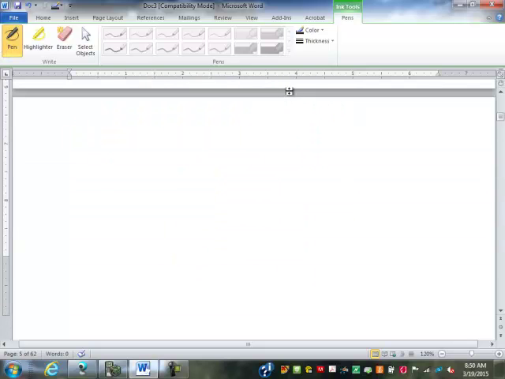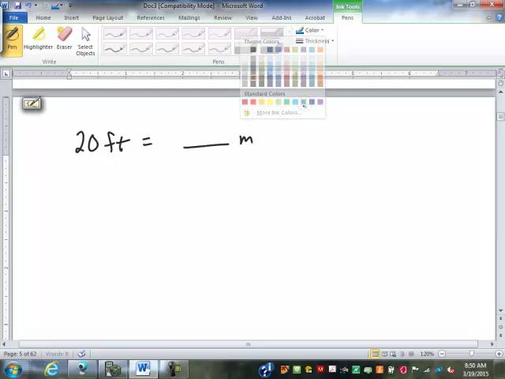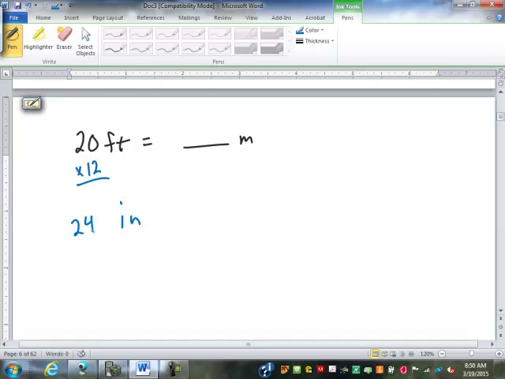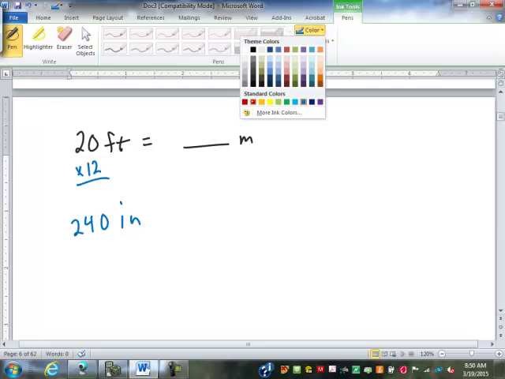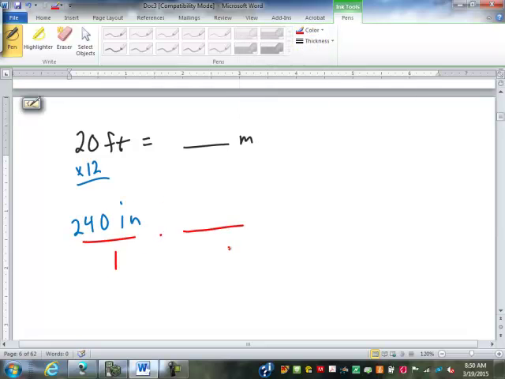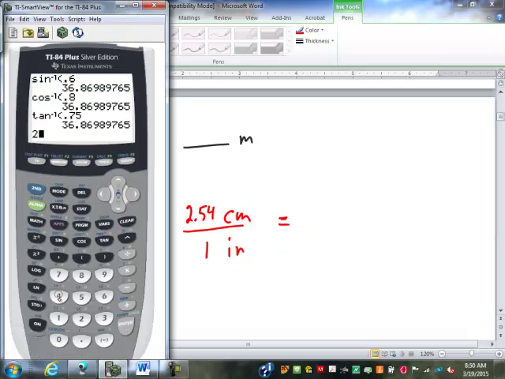For example, let's say we want to convert 20 feet into meters. Well, the first thing I would do is convert the feet into inches. How do I convert 20 feet into inches? Times 12, that's 240 inches. Now I'm going to convert that 240 inches into centimeters, putting inches here and centimeters there. 1 inch is 2.54 centimeters. So now I just have to multiply 240 times 2.54.